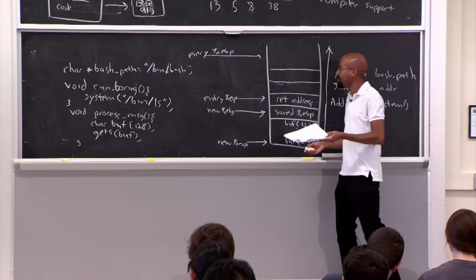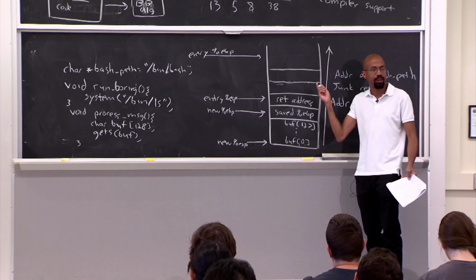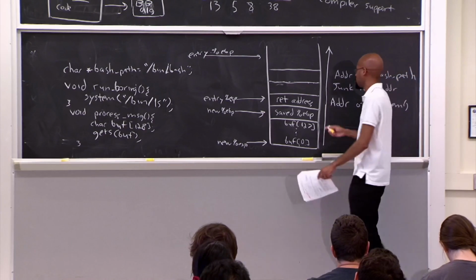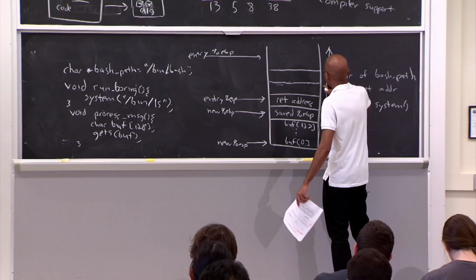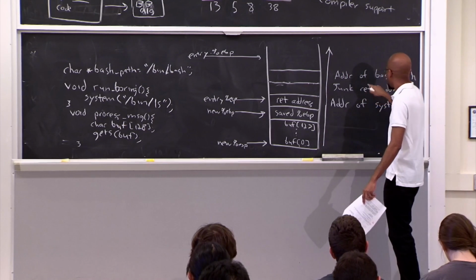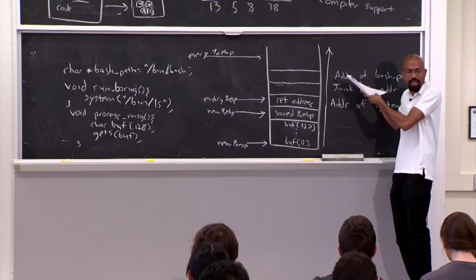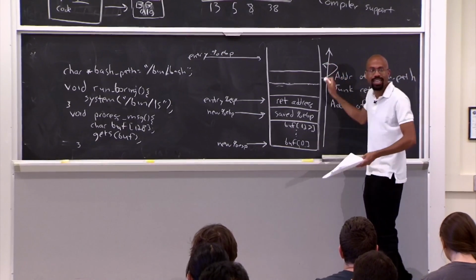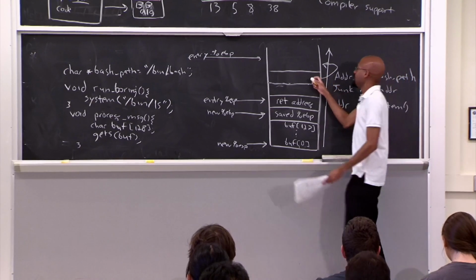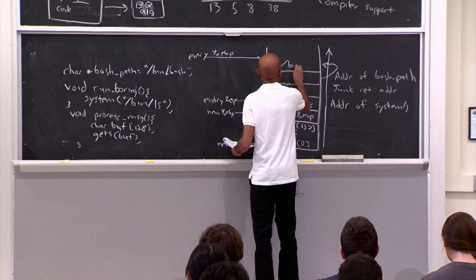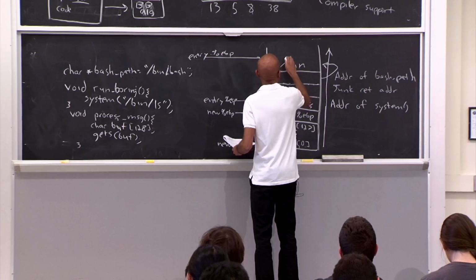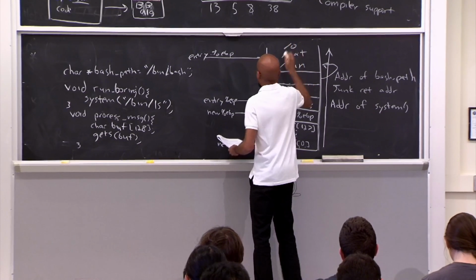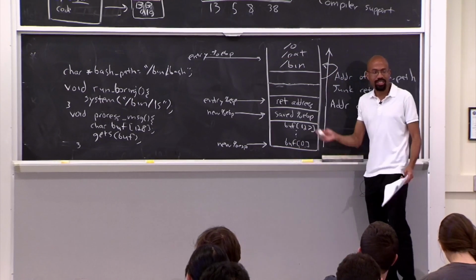So does anyone have any ideas about what we could do to get that string to be in the program? We can put the string on the stack. Yes, exactly. Don't trust that man. That's what you can do. So what you can do is have the address of bash path point here, right? And then up here you'd put /bin/bash, then /0, right? So that's how you can get around.